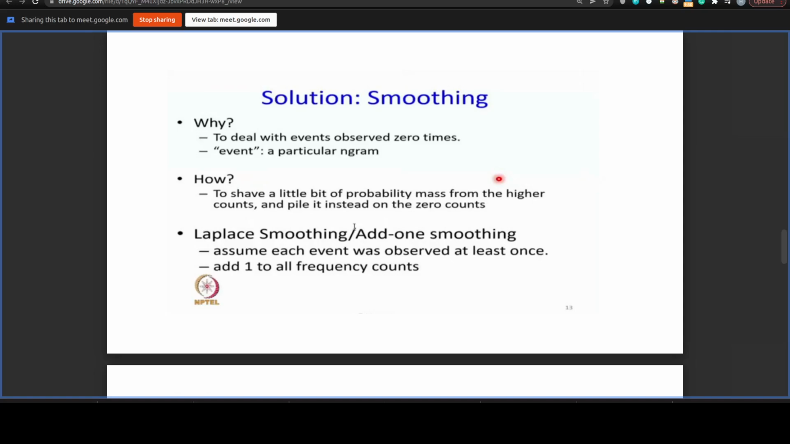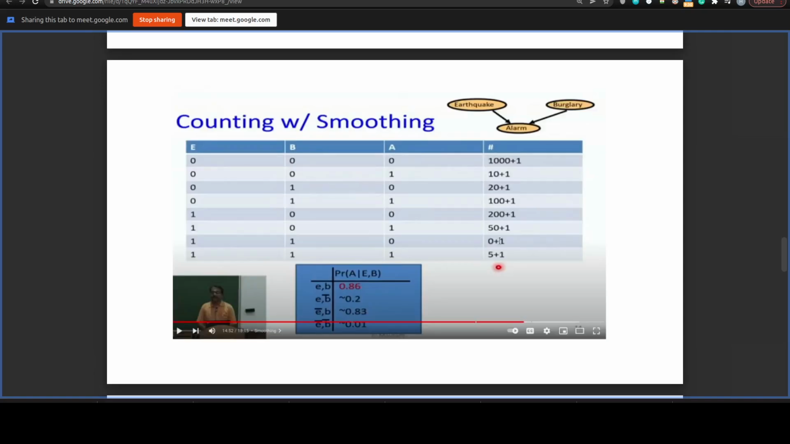The other thing that could be there is this counting with smoothing. In all these cases, you add one to all the counts you have. So this is the example of add-one smoothing.